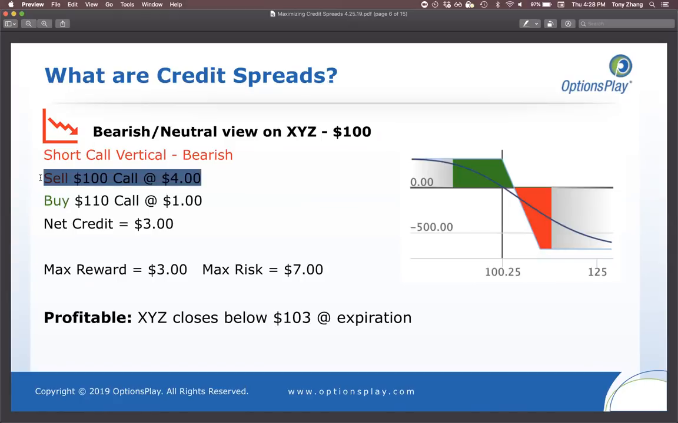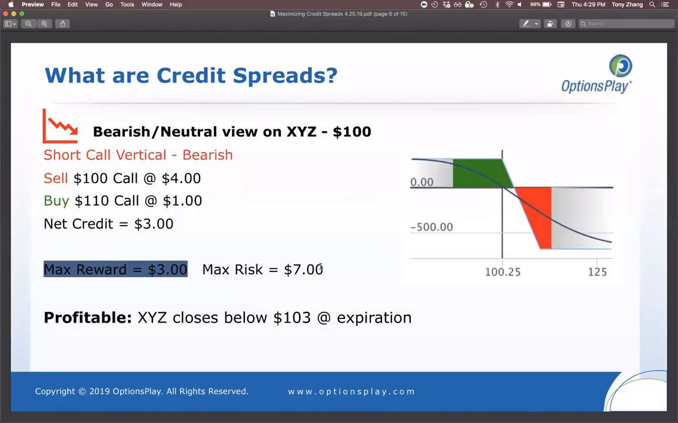However, when you sell a naked call, that has unlimited risk, meaning if the stock goes against me and starts rising or starts rallying, I have dollar for dollar unlimited risk to the upside. So in order to cap my risk, instead of just selling a 100 strike call, I'm going to buy a 110 call against it. That's going to cost me $1 to buy that 110 call. So again, my net credit is $3, which means on this particular credit spread, I have a max reward of $3 because that's the credit I received.